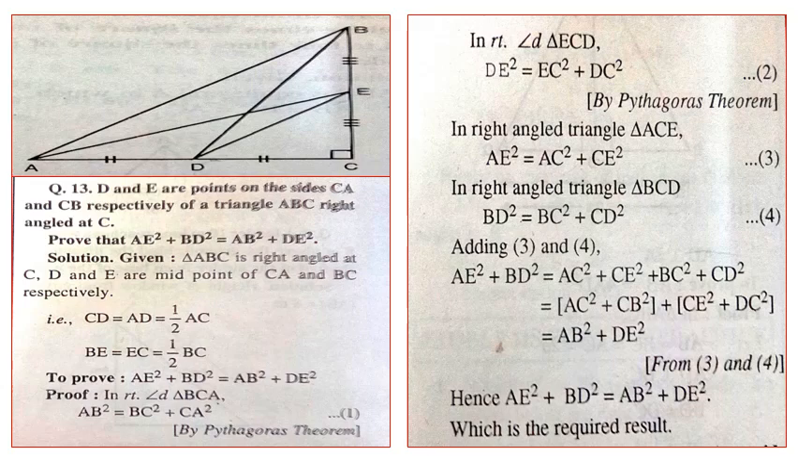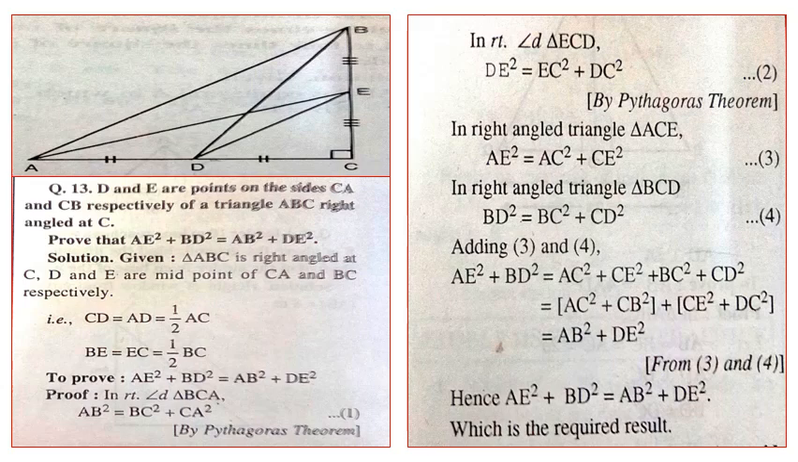Proof. In right triangle BCA, AB square is equal to BC square plus CA square. Let it be equation number 1 by Pythagoras theorem. Now in right triangle ECD, DE square is equal to CE square plus DC square by Pythagoras theorem. Let it be equation number 2.